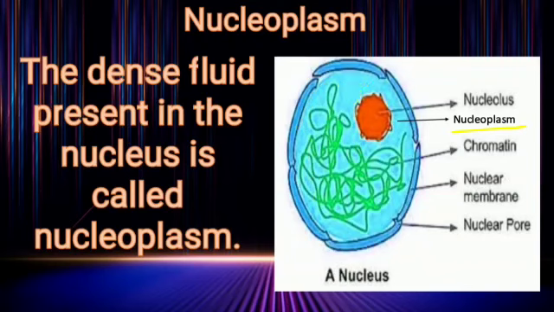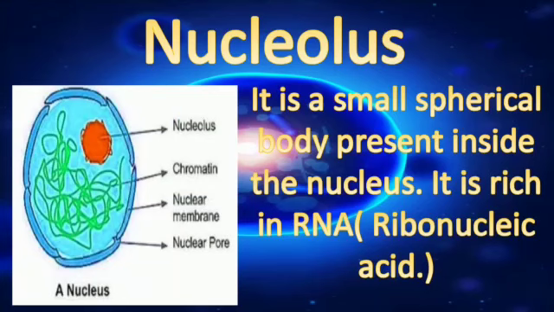Now we will discuss nucleolus. It is a small spherical body present inside the nucleus. It is rich in RNA, that is ribonucleic acid.